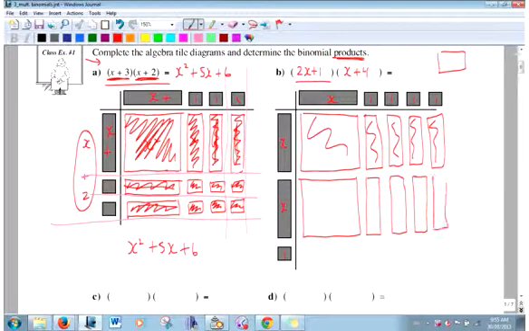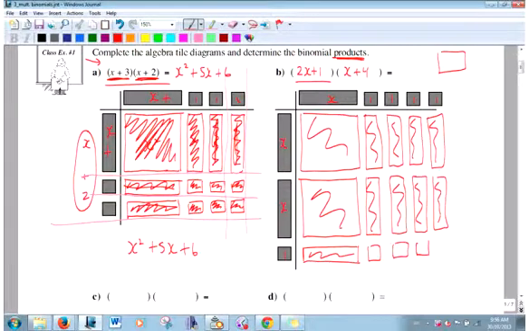Okay? Looks like a nice rectangle. Positive, positive, positive, positive, positive. What looks like it fits down here? Looks like another x, positive. 1 times 1. That looks like it fits.